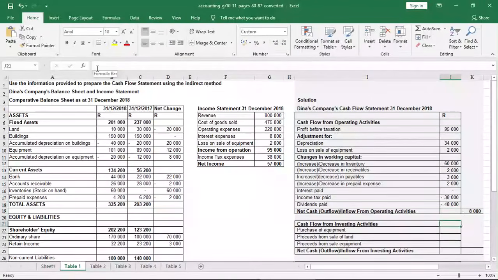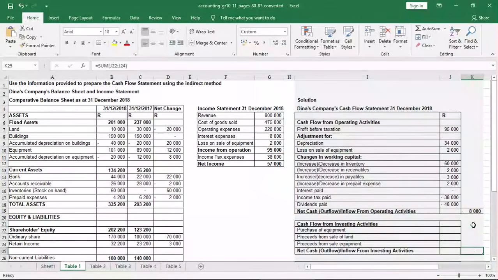Okay, that's it. So now if I can ask you, is it a net cash inflow or net cash outflow from operating activities? Well, if you can see the negative there, it's a minus 8,000 rand. That means it's a net cash outflow from operating activities. So we have a negative there, but we are done with the cash flow from operating activities.